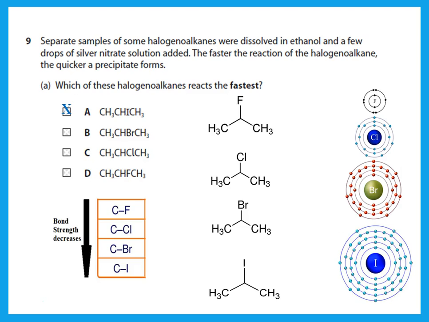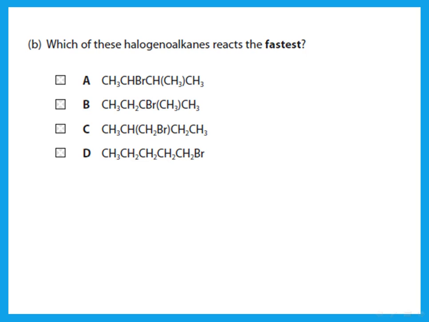Remember that as we go down group 7, the bond between the atom and carbon, for example, becomes weaker since the atom becomes larger and there is less attraction between the positive nucleus of the iodine and the bonding pairs of electrons. So the bond is weaker and it can be broken fast.